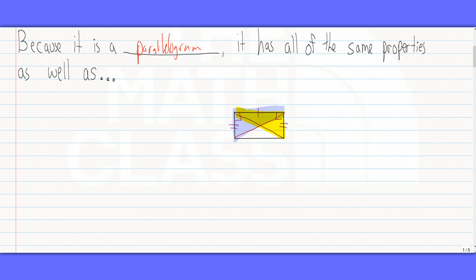Then by corresponding parts, that means that those diagonals, which are the hypotenuses of the triangles, must be congruent to each other. So it has all the properties of a parallelogram, as well as not just diagonals that are bisecting each other, but congruent diagonals.